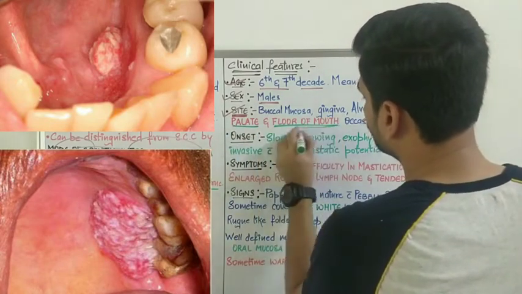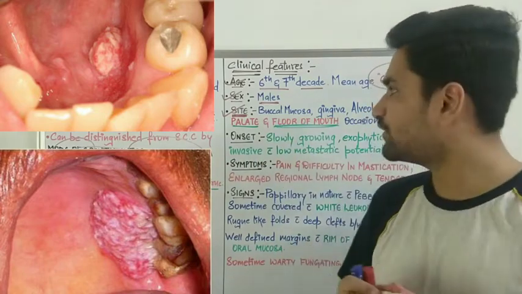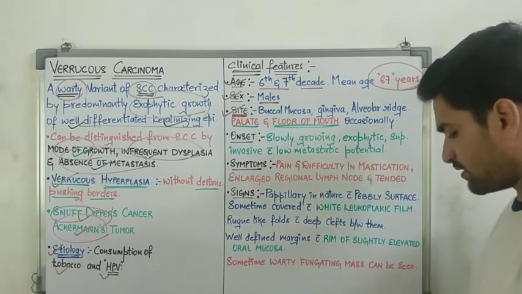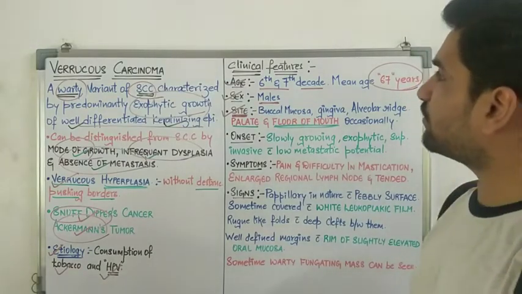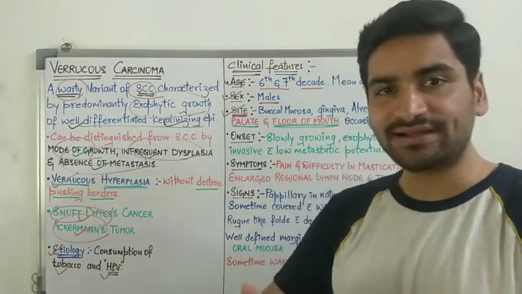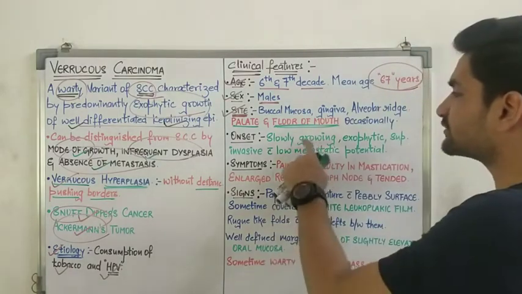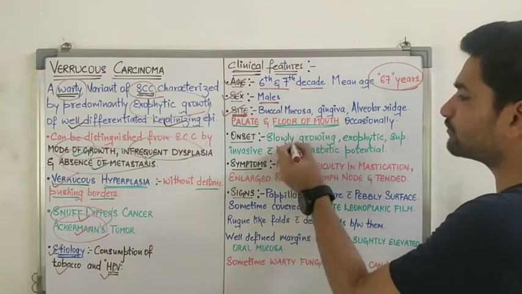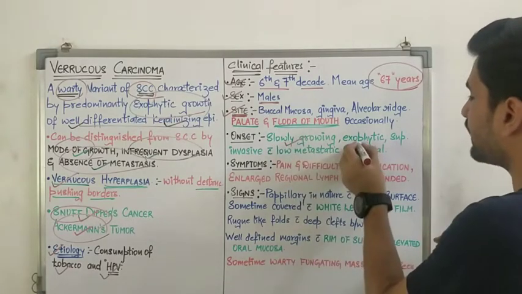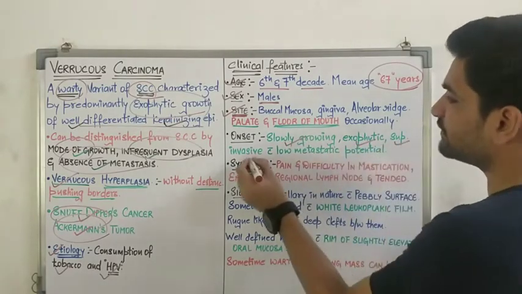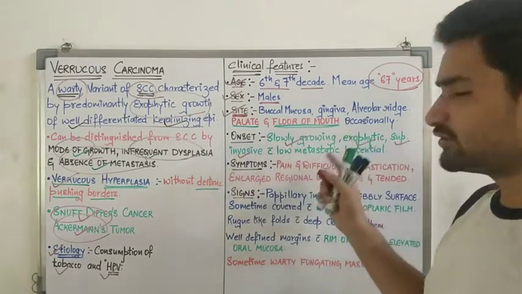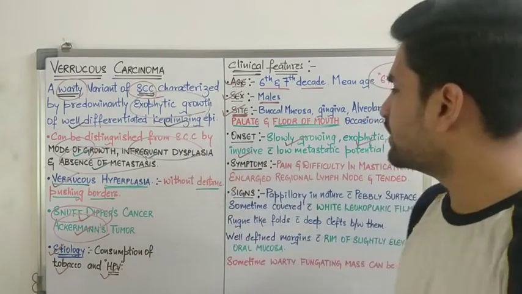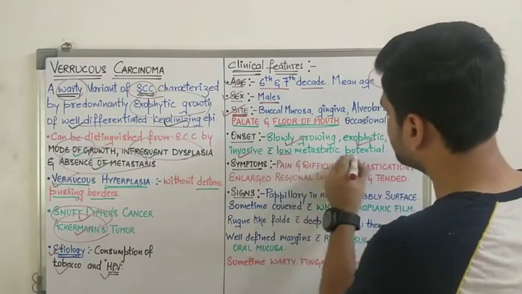Sometimes cases are also reported showing occurrence of verrucous carcinoma in the palate and floor of mouth. Next, moving on to the onset of verrucous carcinoma. How will this disease start? It will be slowly growing. It will not have rapid growth. Slowly growing, exophytic, superficial invasion. Exophytic means growing outward, and it will invade the superficial surface with low metastatic potential.